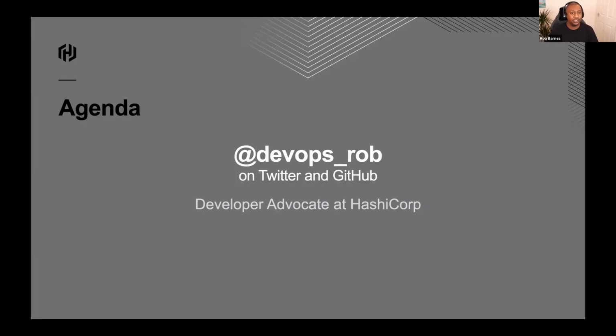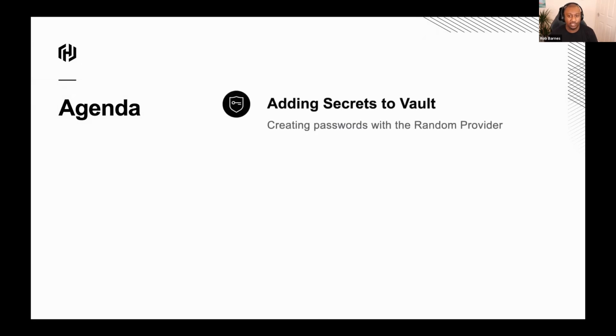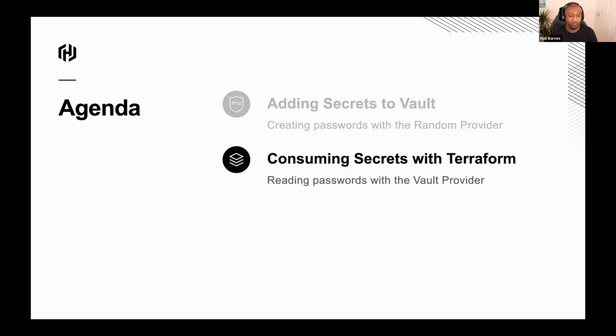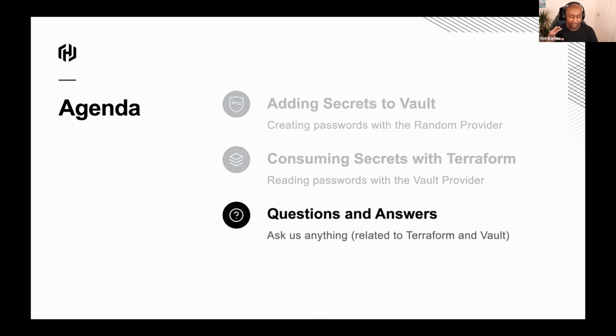So let's move on. I'm going to give you a quick high-level agenda for today. The first thing we're going to do is look at how to add secrets to Vault. And when we've covered that, we'll look at how we can then consume those secrets with Terraform. There's obviously a lot more involved than that, but after we've done that, we'll take some questions from the audience and discuss things in a bit more detail.